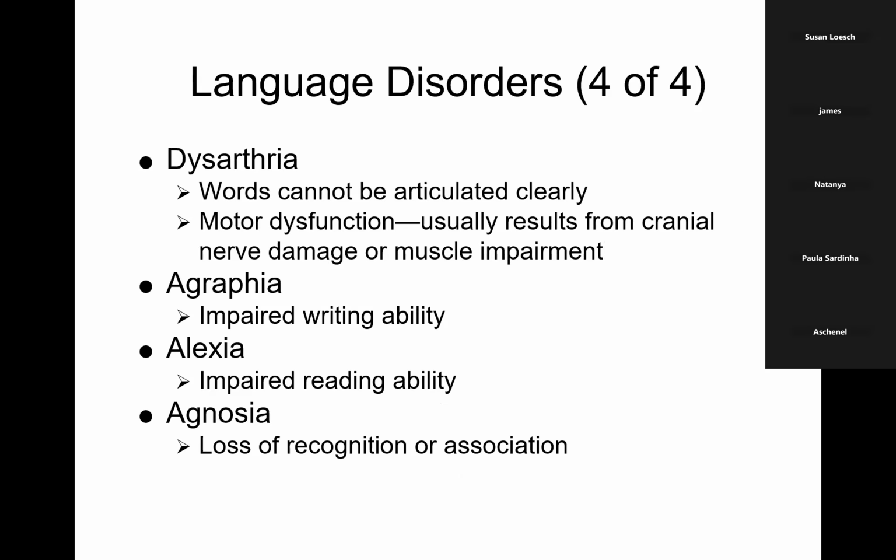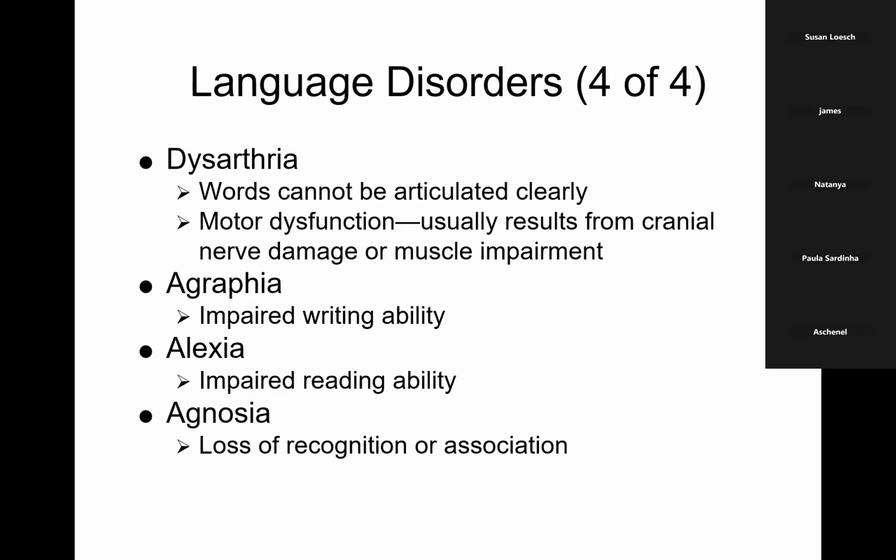Dysarthria, this is where the words cannot be articulated clearly. So again, this is motor dysfunction, cranial nerve damage, muscle impairment. We'll definitely see this in someone with Lou Gehrig's disease as the disease progresses, because it continues to do both neurological and muscular damage.